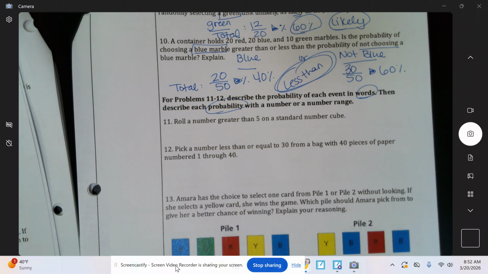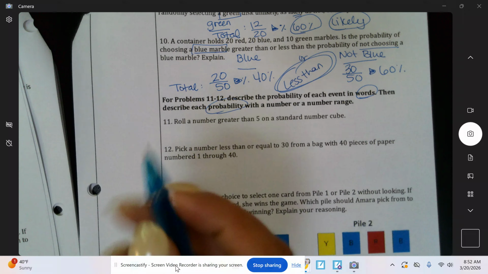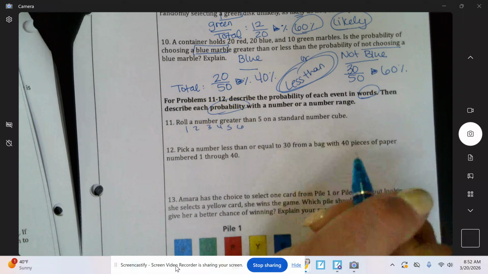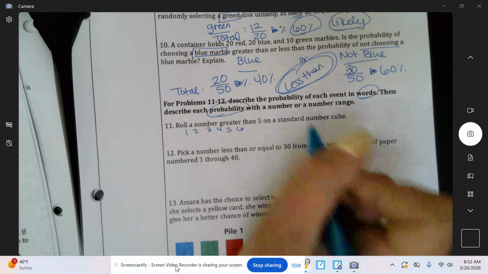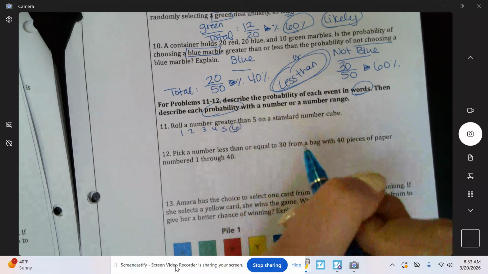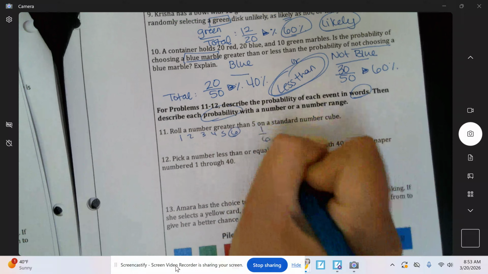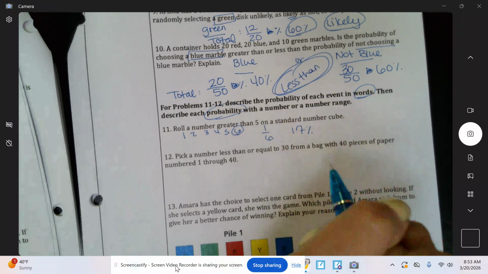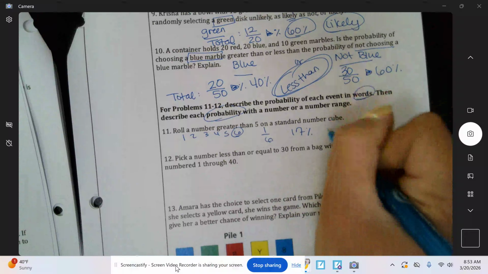Okay? So, roll a number greater than 5 on a standard number cube. Well, how many numbers are greater than 5? Because what are your numbers? When you roll a dice, what are your numbers on your dice? 1 through 6. 1, 2, 3, 4, 5, and 6. How many numbers are greater than 5? 1. Out of a total of? So 1 out of 6 gives me about 17%, which is unlikely.